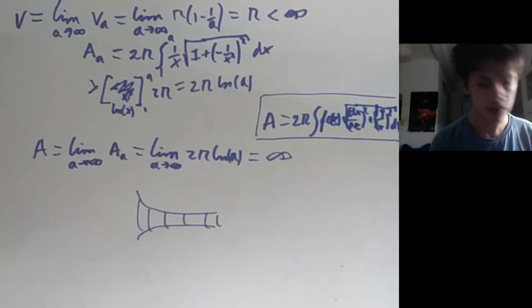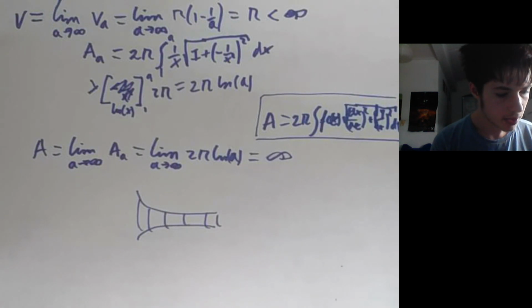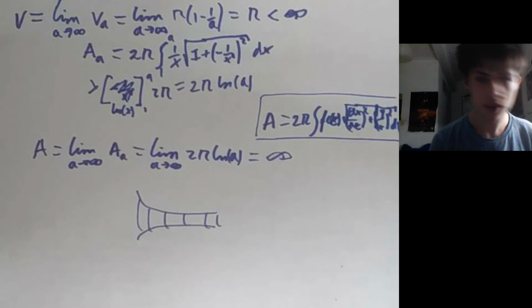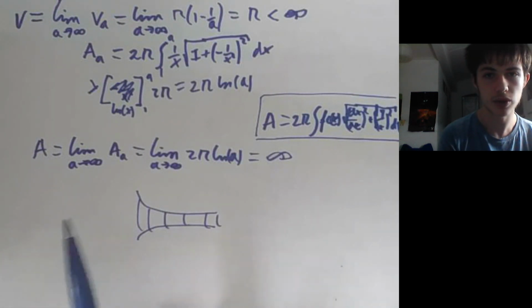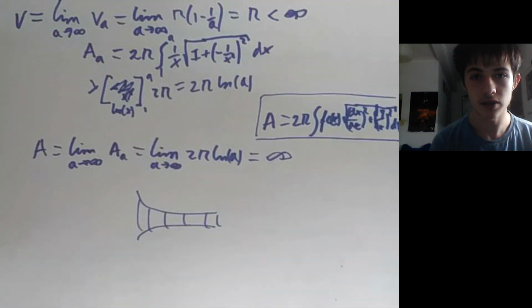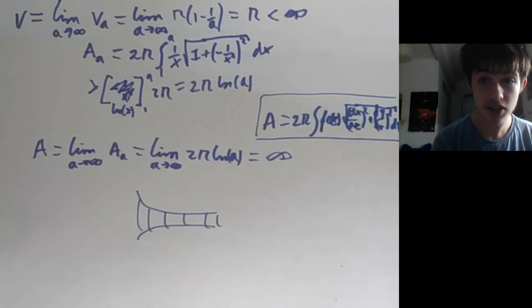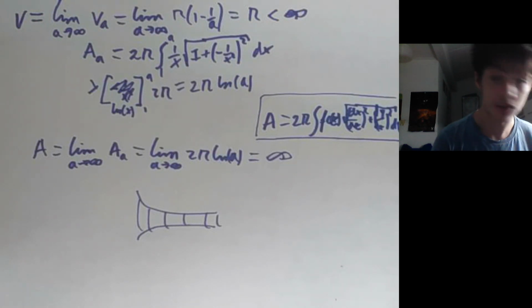A funny detail, you might wonder: now the area is infinite while the volume is finite, could the converse be true of a certain object? Could the volume be infinite but the area be finite? And it turns out that's actually impossible. So that's a nice fact to end this video with.